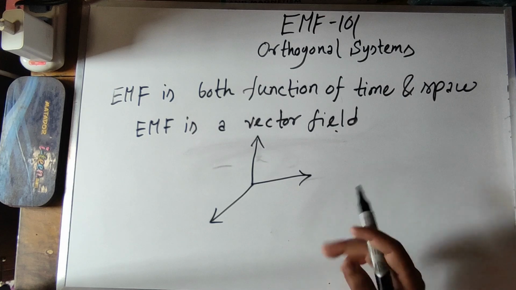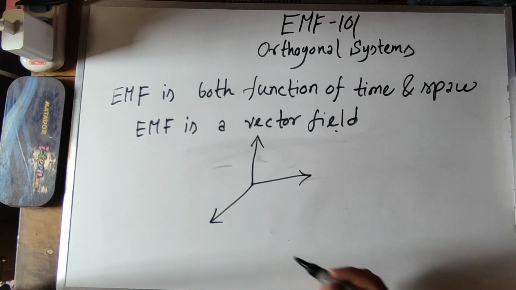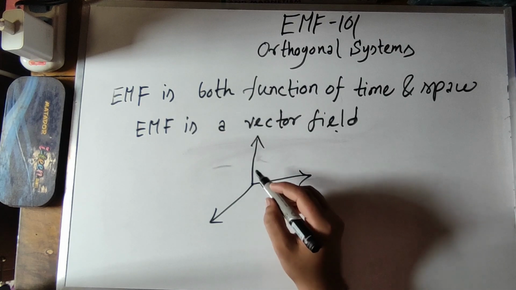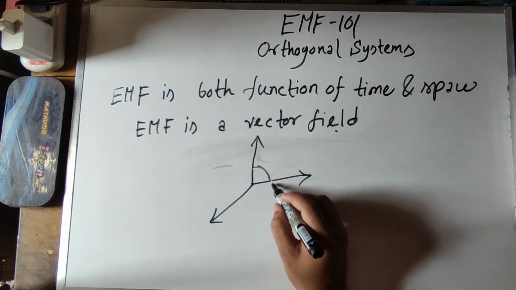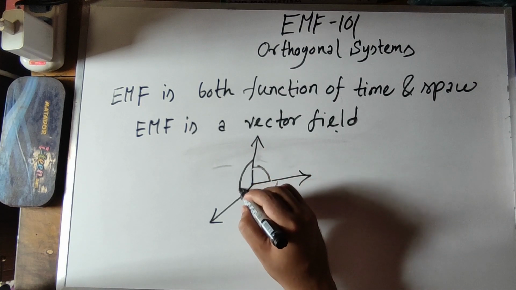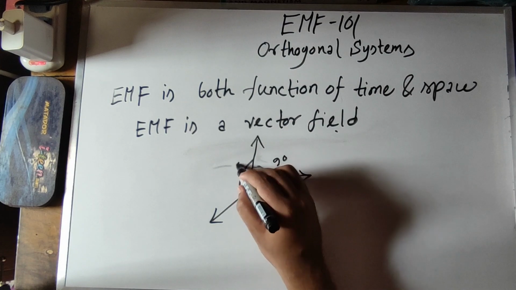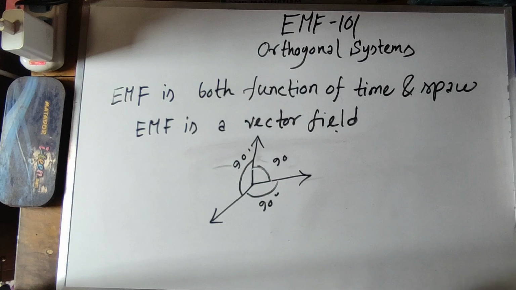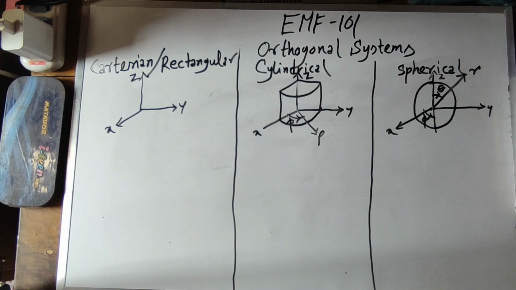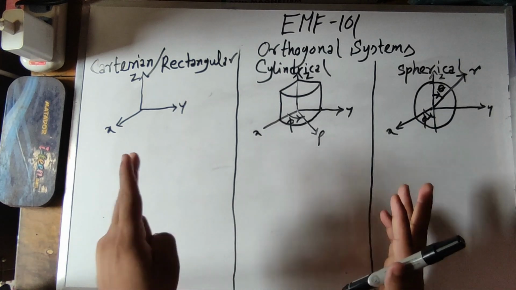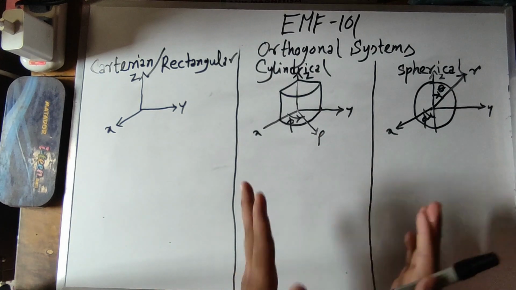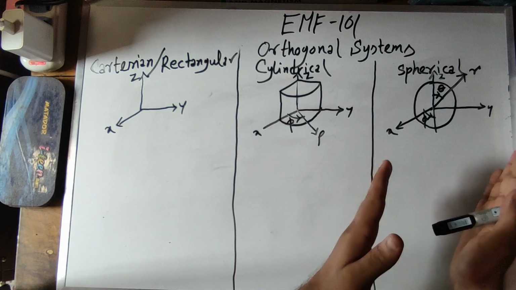Coordinate systems which are mutually perpendicular are orthogonal systems, like the Cartesian coordinate system, where the coordinates or axes are perpendicular to each other. All of them are 90, 90, 90 degrees. Like the Cartesian system, there are two others, the cylindrical and spherical coordinate systems. These are the three orthogonal coordinate systems in which the coordinate variables and axes are perpendicular to each other. That's why they're called orthogonal systems.